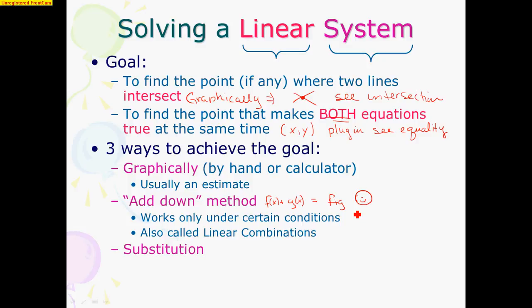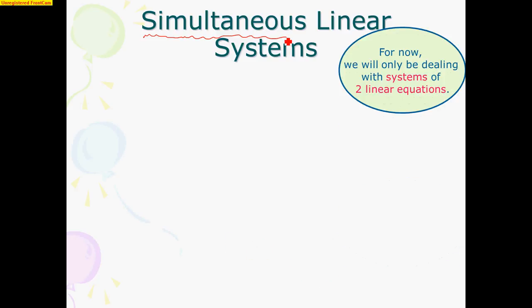Substitution is also a method. What's nice about substitution is it always works. I don't even have to have lines to use substitution. Sometimes kids don't like it as much because the algebra can give you some fractions and things, and they're like, oh no! But we know fractions are okay, right? Simultaneous linear systems is another vocabulary word. Simultaneous just means that you're looking at the lines together. For now, you'll be dealing with just systems of two lines.